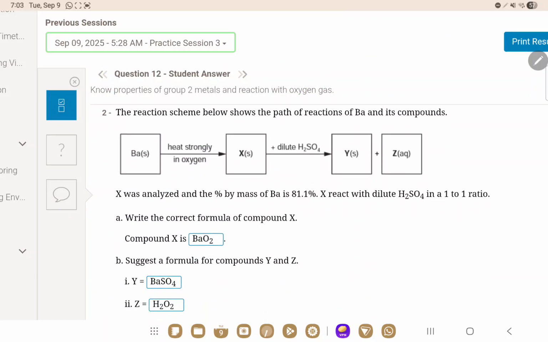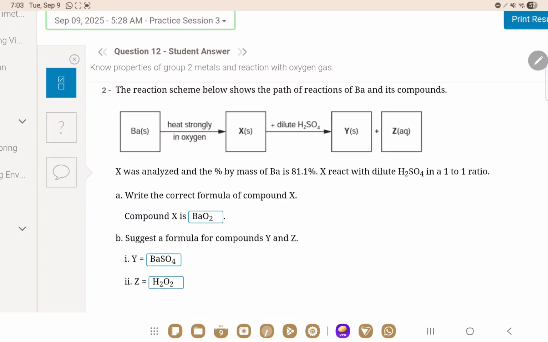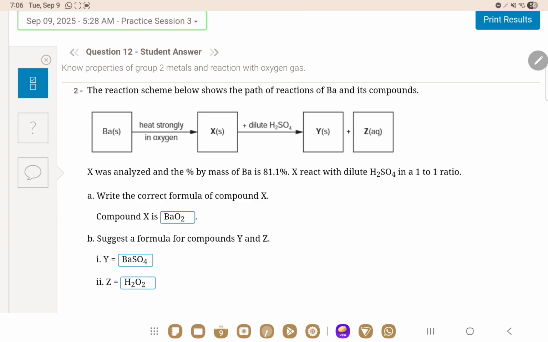Now, X was analyzed by the percentage mass of barium, which is 81.8. X reacts with dilute H2SO4 in a 1:1 ratio. Now, for this question, there's a tiny trick. You need to be careful when they tell you that the percentage by mass of barium is 81.8. Because when I read it the first time, I just put BaO, because I saw it was not saturated in oxygen.